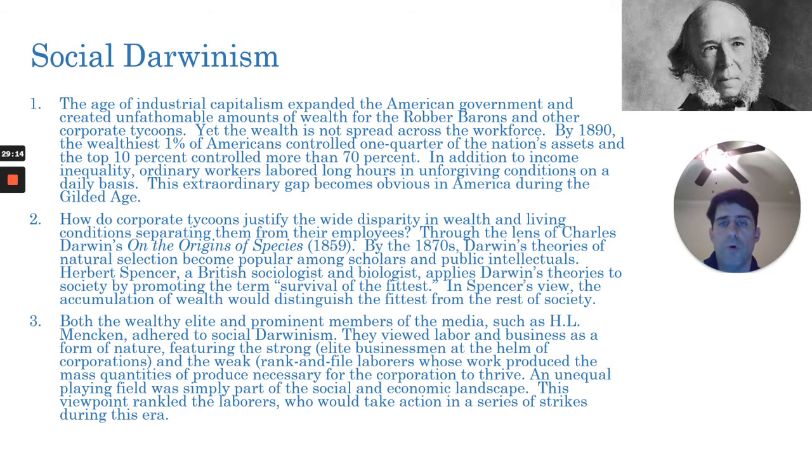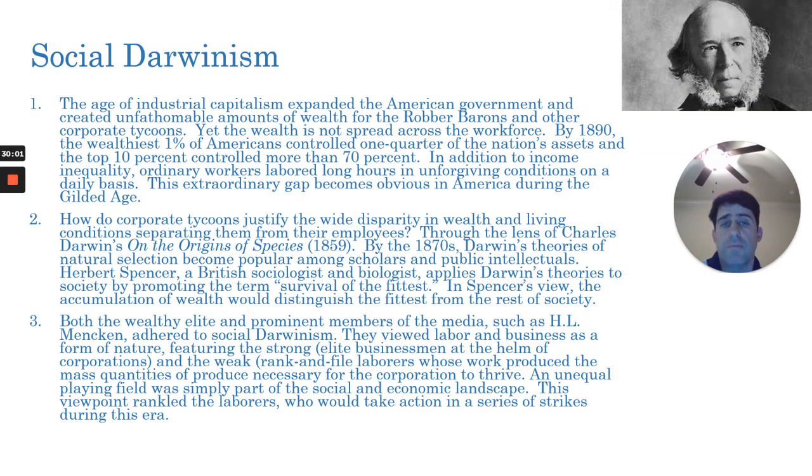Unfortunately, for ordinary Americans, the robber barons and the other corporate elites at the top of companies are not spreading the wealth around. They're not distributing the wealth across the entire workforce. So as a result, by 1890, the wealthiest 1% of Americans controlled 1/4 of the nation's assets, and the wealthiest 10% of Americans controlled more than 70% of America's assets.